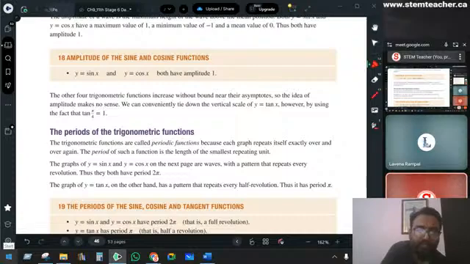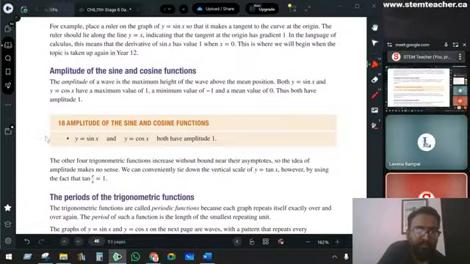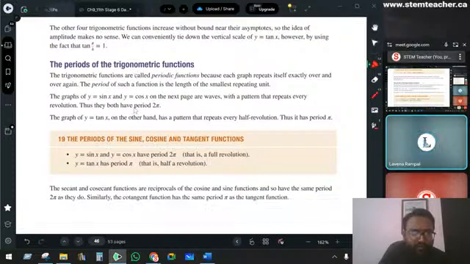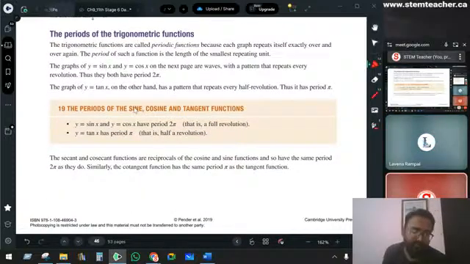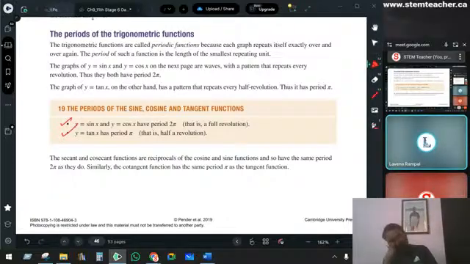That is a repetition after a certain time. The amplitude of sine and cos is the height, and it is almost one only. Now the periods of trigonometric functions. Please read these two points: y equals sine x and y equals cos x have period 2 pi. That is a full revolution. y equals tan x has period pi. That is half a revolution.